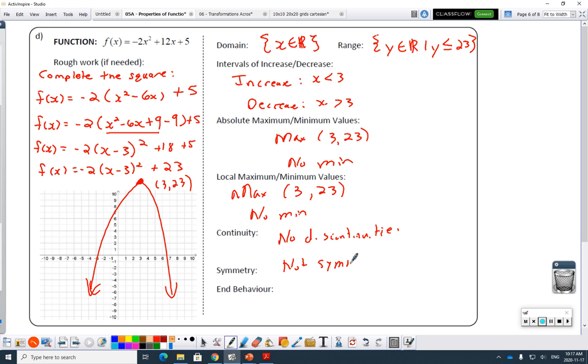Not symmetrical. As x goes to infinity, y goes to negative infinity. As x goes to negative infinity, y goes to negative infinity. I did that really fast on purpose to try and establish that to complete the square is the important part here for parabolas. If I can complete the square and get a graph of this, the answers to parabolas are pretty straightforward.